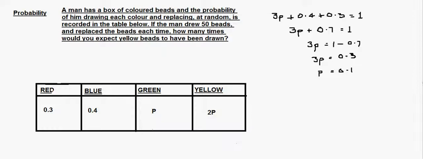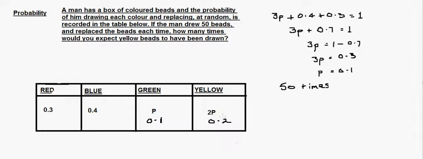So here the probability of green is 0.1. Now if p is 0.1, 2p must be 0.2. So now we can see all the probabilities add up to 1, and we know the probability of each colour. Now if they draw the beads 50 times, now the probability of it coming out yellow is 0.2.